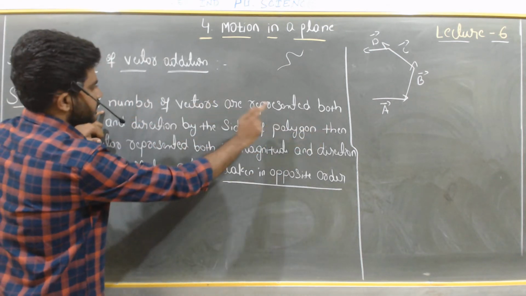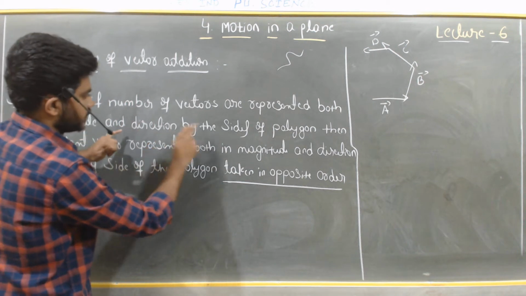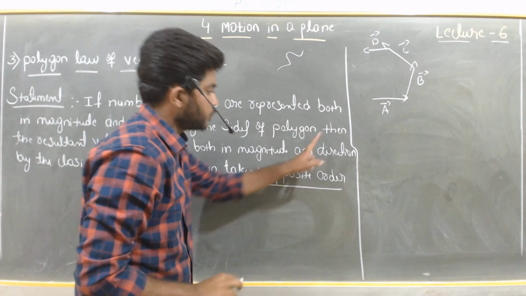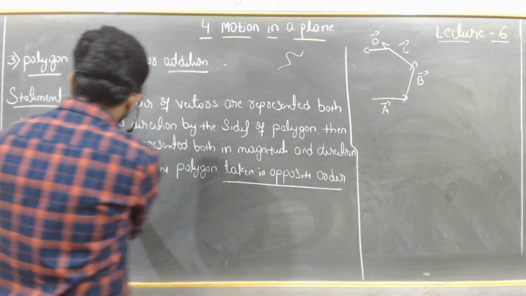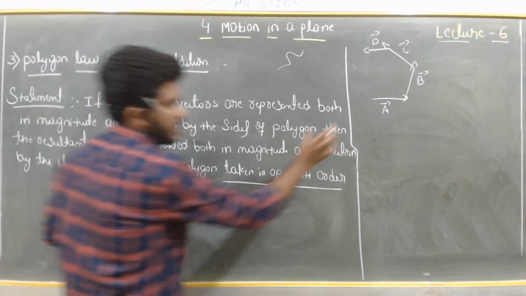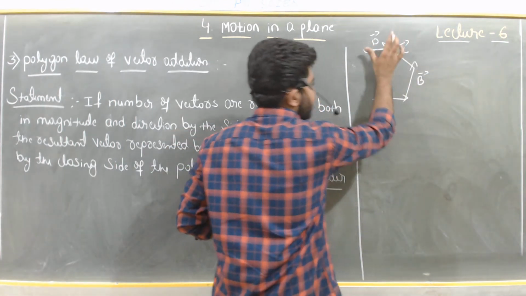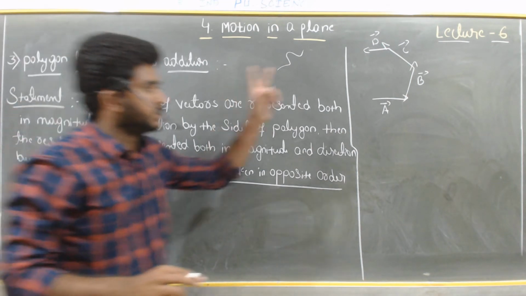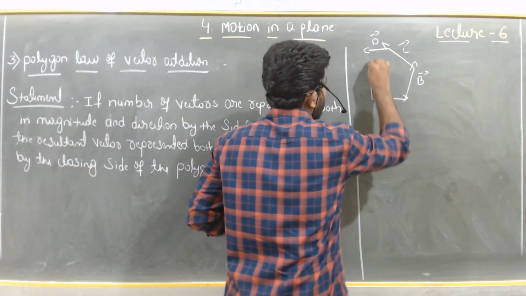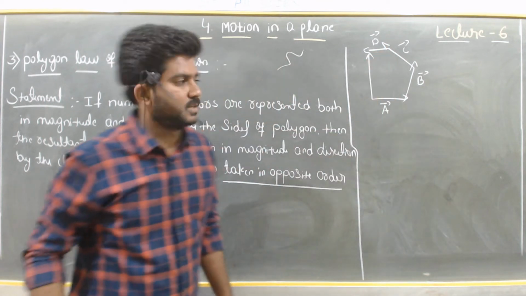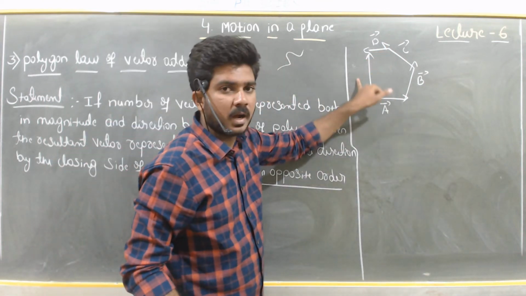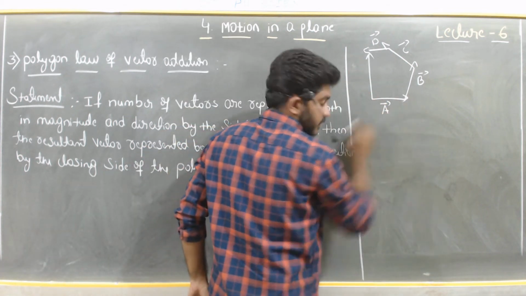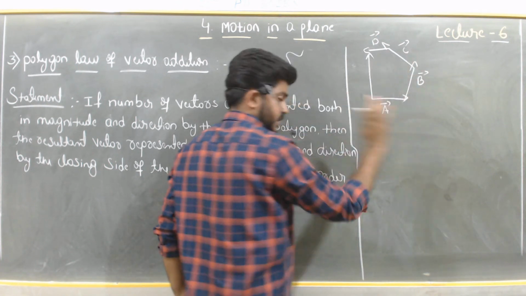If a number of vectors are represented both in magnitude and direction by the sides of the polygon, so this much I have drawn. So next, what it says, then the resultant vector. Resultant means we have to add vector A, vector B, vector C, vector D. So whatever resultant vector we get should be represented by the closing side taken in opposite order. But in the earlier case, we have taken all the vectors in the same order.